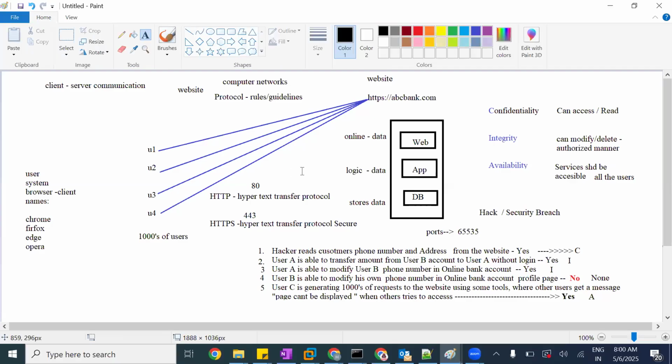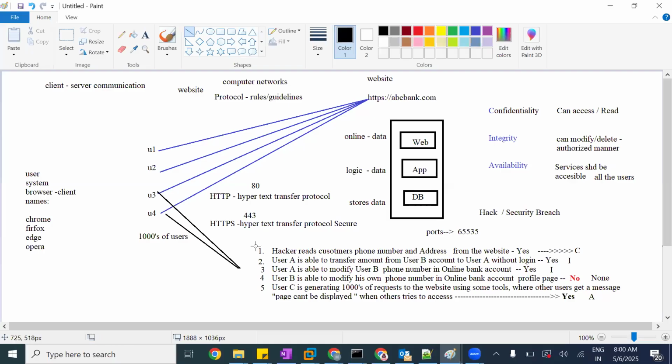You should remember this client server communication, and the communication happens through HTTP or HTTPS. What is the default port number for HTTP? What is the default port number for HTTPS? For HTTP it is 80, HTTPS is 443. It is called client server communication. Think like user 4 is also using user 3.